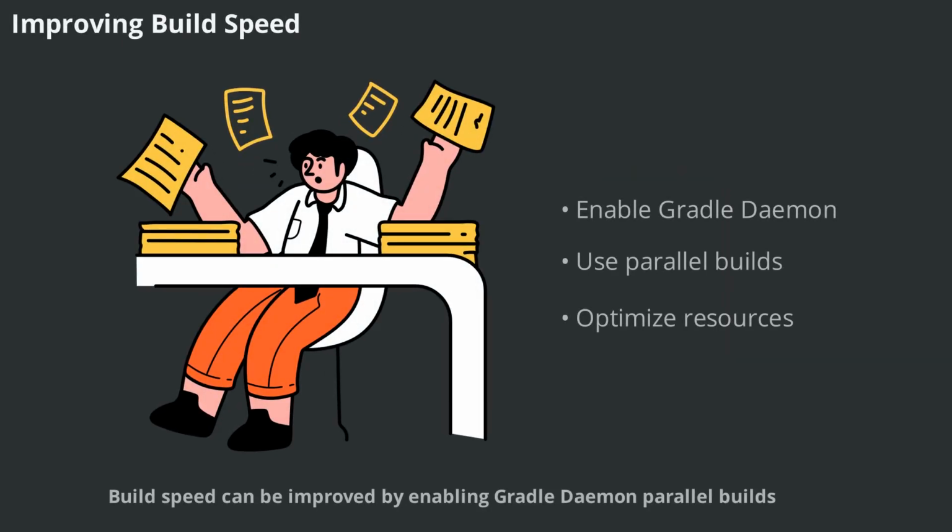Build speed can be improved by enabling Gradle daemon, parallel builds, incremental compilation, and build caches. Optimizing resource processing, such as reducing image sizes and using vector graphics, also helps. These strategies ensure faster builds, especially in large projects, enhancing developer productivity.